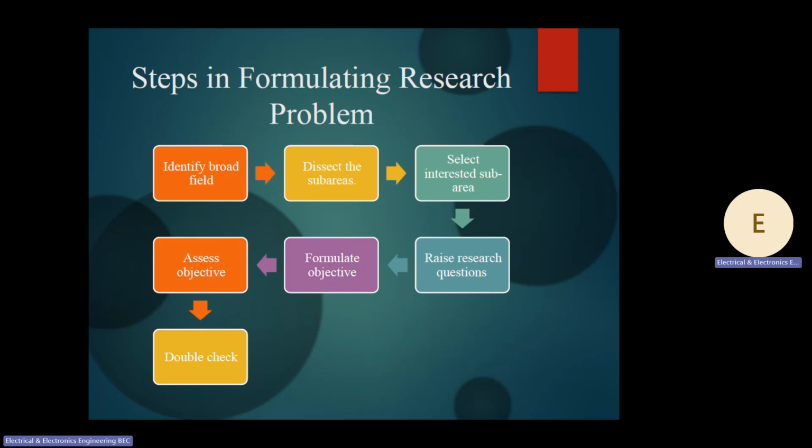I said already, you should select a broad field, dissect that into sub areas, select your interested area, and raise research questions yourself, or ask the internet. It will give you a lot of questions. Nowadays, AI has a limited version with no internet, but you have a lot of AIs where you can raise a lot of research questions, and within that you can select your objective, assess it, and double check with your senior faculty or those who are experts in that particular area, because all the members cannot be experts in all areas.